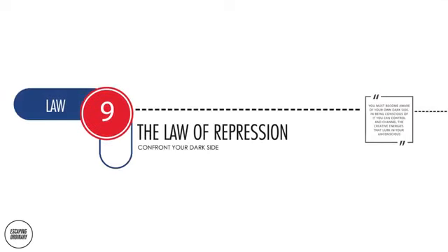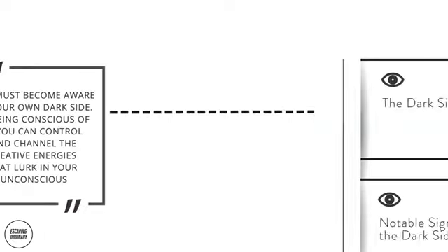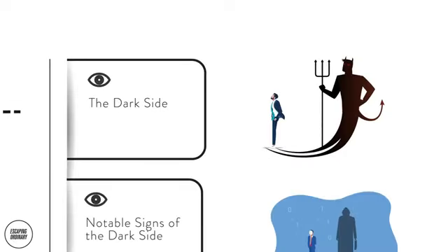Law 9, the law of repression. Confront your dark side. More often than not, people are not who they seem to be. We all have a dark side. The selfish, aggressive impulses within us that we hide from the public view to fit in and feel respected and liked by the group.